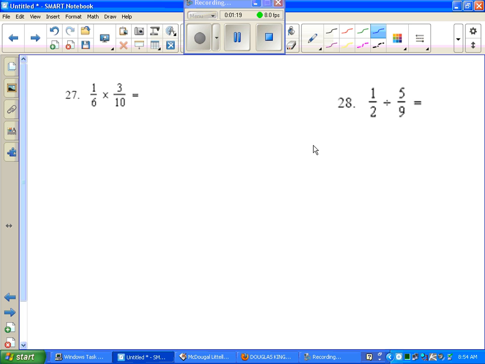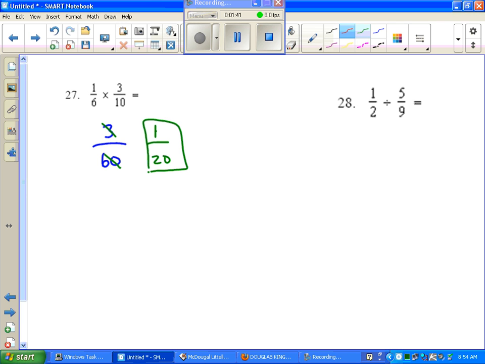You can multiply straight across: 1 times 3 and get 3, and 6 times 10 and get 60. And then know that the number 3 goes into both of them. It goes into the number 3 one time, and 3 goes into the number 60 20 times, and you get 1 over 20.